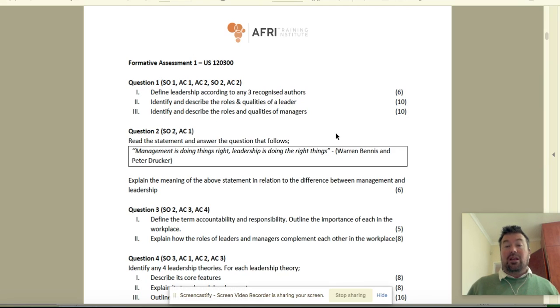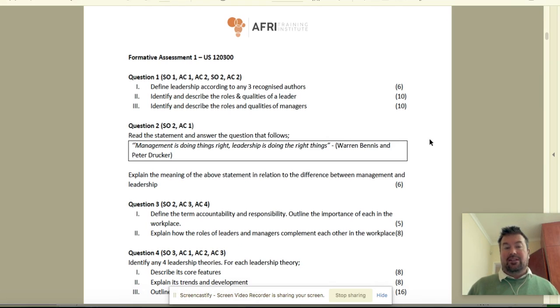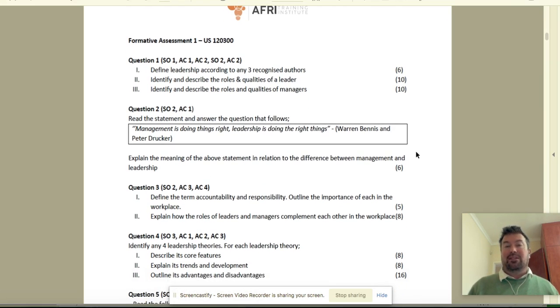Then question 2 is read the statement and answer the questions that follow. So the statement is, management is doing things right. Leadership is doing the right things. Now, you guys have looked through leadership. You guys have looked through management.